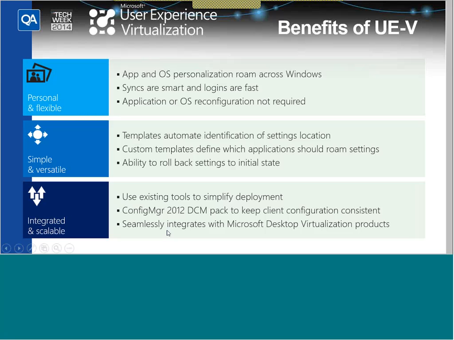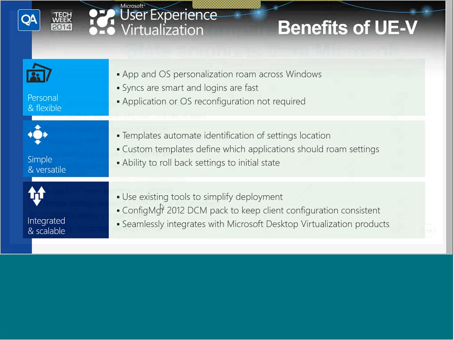There's also seamless integration with the Microsoft Desktop Virtualization products. And this is what I see as one of the major benefits of UEB, that we can roam settings between an App-V environment, be it App-V 4.6 or App-V 5.0, and standard desktop or terminal services or a virtual desktop environment. So if our users are accessing applications through various different parts of technology, then hopefully we should be able to synchronize their settings and enable them to switch devices seamlessly.